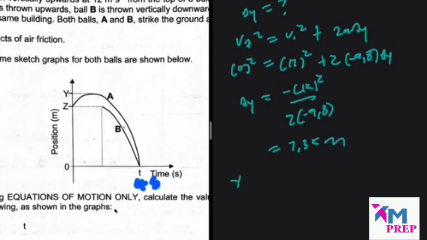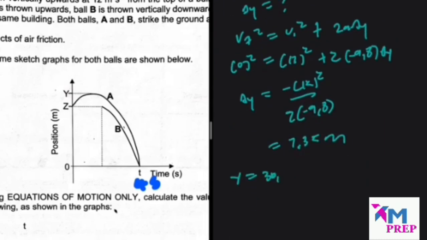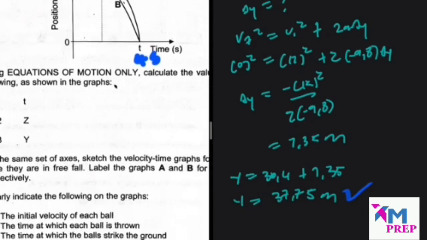Y is going to be equal to 30.4 plus 7.35. I know we just lost some people there. I know somebody didn't add the two numbers. So y is equal to 37.75 meters. So there we go. That is the value of y.